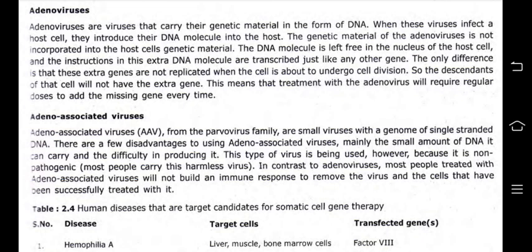Adeno-associated virus. Adeno-associated viruses, or AAV, from the parvovirus family, are small viruses with a genome of single-stranded DNA. There are a few disadvantages to using adeno-associated viruses, mainly the small amount of DNA it can carry and the difficulty in producing it. This type of virus is being used, however, because it is non-pathogenic. Most people carry this harmless virus. In contrast to adenovirus, most people treated with adeno-associated virus will not build an immune response to remove the virus and cells that have been successfully treated with it.